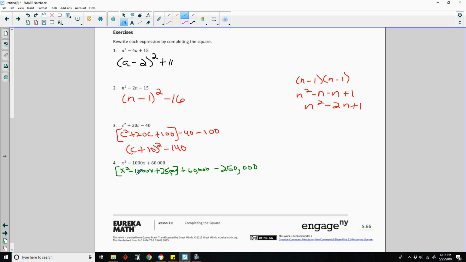So we have a perfect square now. We have x minus, because of this minus sign here, and 1/2 of 1,000 is 500. Quantity squared, that is this as a perfect square factored, because 500 squared is 250,000. But then I have this plus 60,000 minus 250,000, so it ends up being minus 190,000 outside of my parentheses. So this is equivalent to this here.